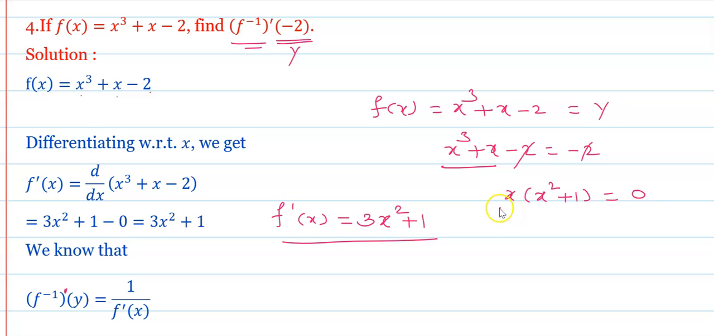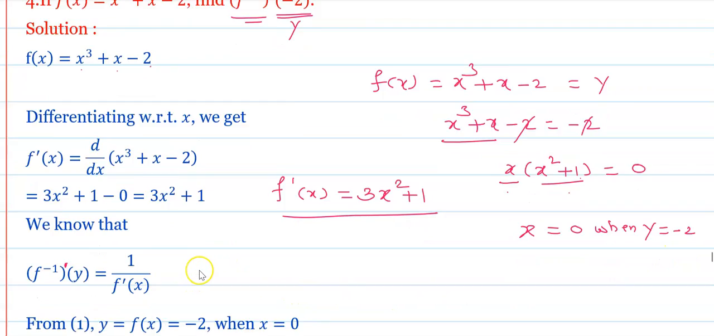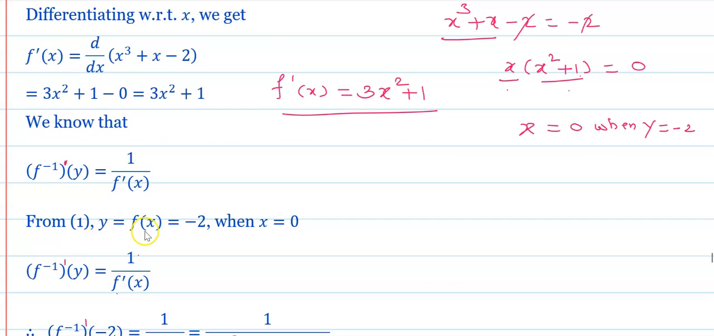Now here x is equal to 0 or x square plus 1 is equal to 0. But this is a complex number. Okay. Therefore, we take x is equal to 0 when y is equal to minus 2. In this way, we get that y is equal to f of x is equal to minus 2 when x is equal to 0.